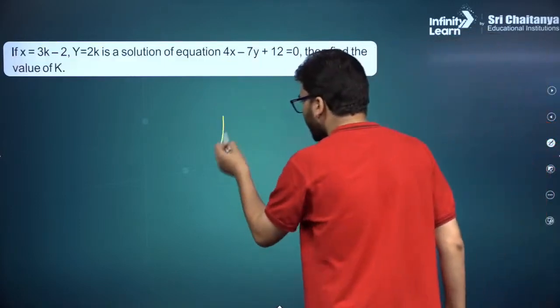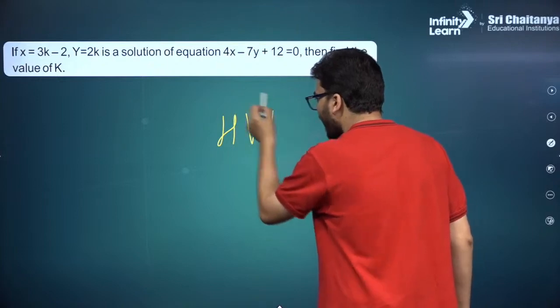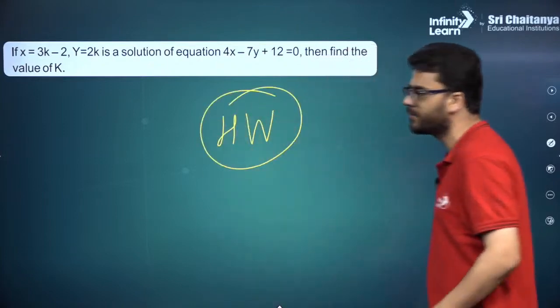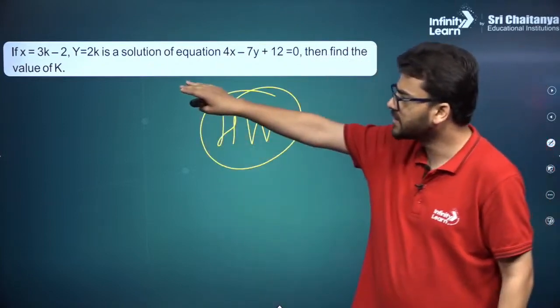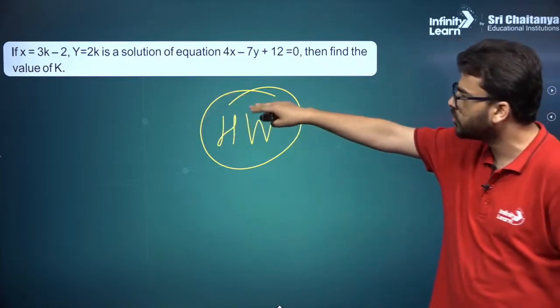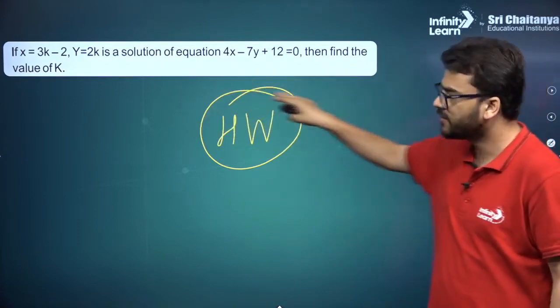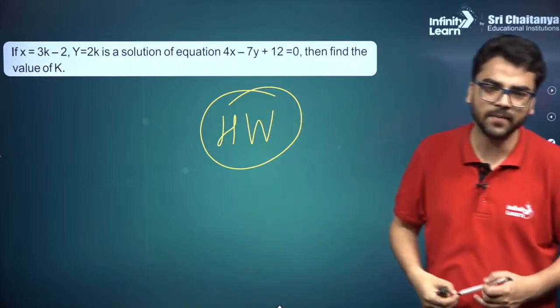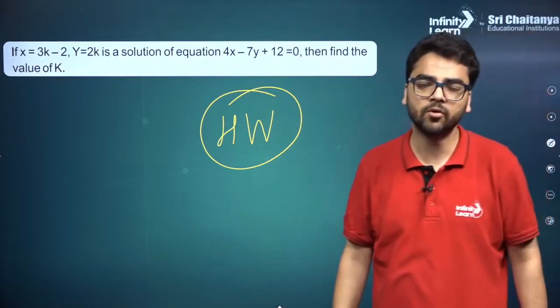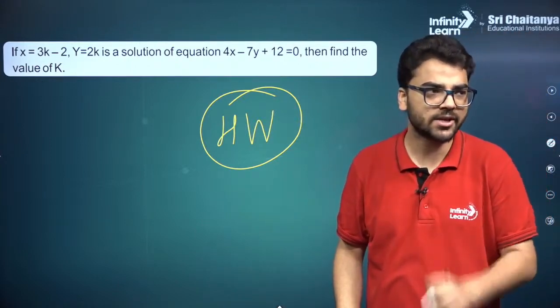Please try doing this one in homework and please write the answer after the class. Okay. It is a similar question. If x is equal to 3k minus 2 and y is equal to 2k is the solution of this equation, then find the value of k. It is the same thing. Just try doing this one and let me know the answer in the comment section after this class.